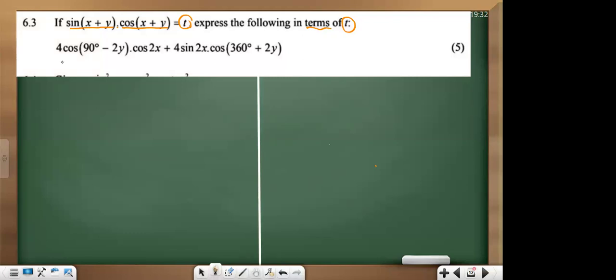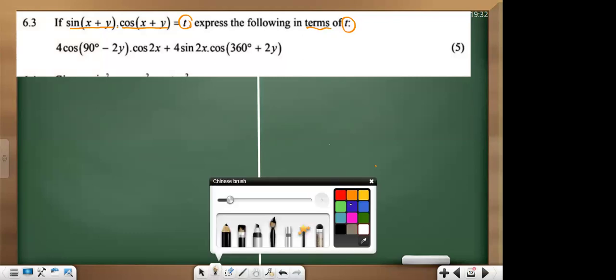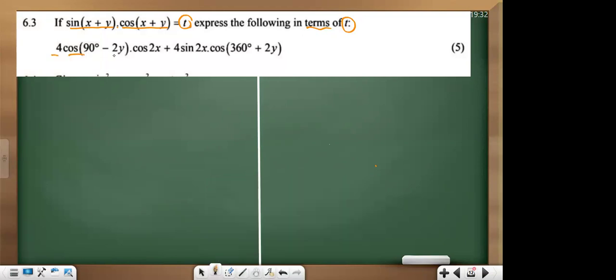So what am I seeing here? I have 4 cos 90 minus 2x. I can start by changing it. Cos 90 minus x will be changed to sine. Sine changes to cos, cos changes to sine, and vice versa. That's the first thing I see before I can do all the tricks.